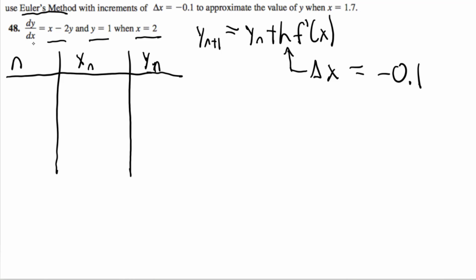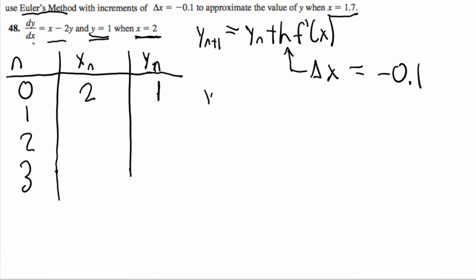So the first n is 0. The second n is 1. The next is 2, and the next is 3, because that's how many we're going to need since we're going to x equals 1.7. The given is that we start with y equals 1 and x equals 2. So from the beginning, we can just say x equals 2 here and y equals 1 here. Then we'll have to figure out, using the formula, all of the rest of the y's.